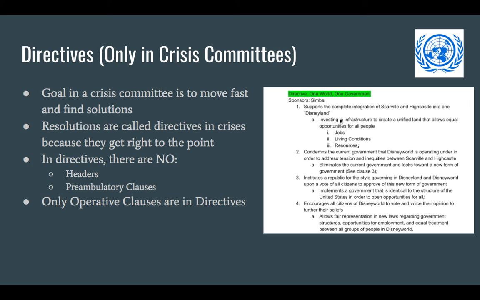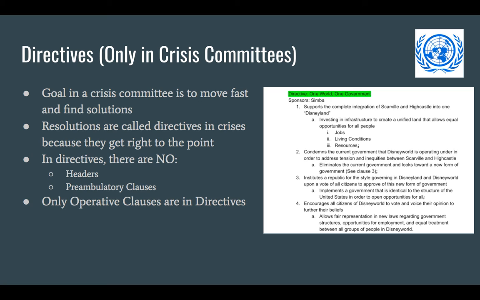So let's look at some operative clauses. Let's look at this one. It's called Directive One World, One Government, and it's sponsored by SIMBA. In this case, there were no signatories because this was, again, in the virtual era of Model UN. So we really weren't able to collaborate during unmods, besides when we were FaceTiming or in a breakout room. So let's read a couple of these.